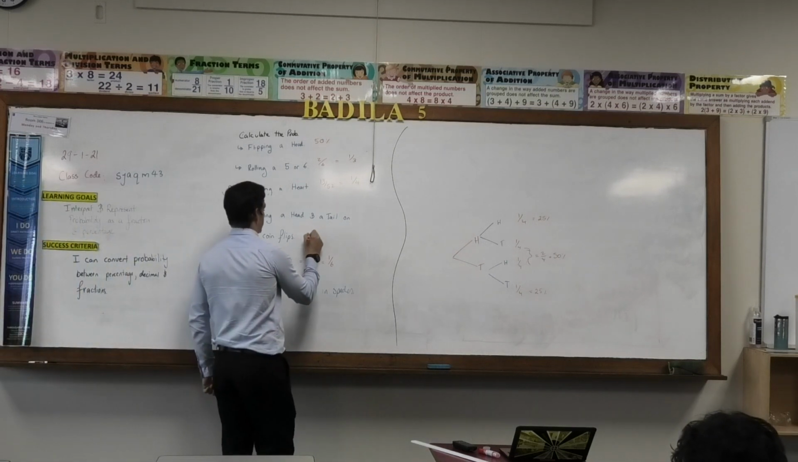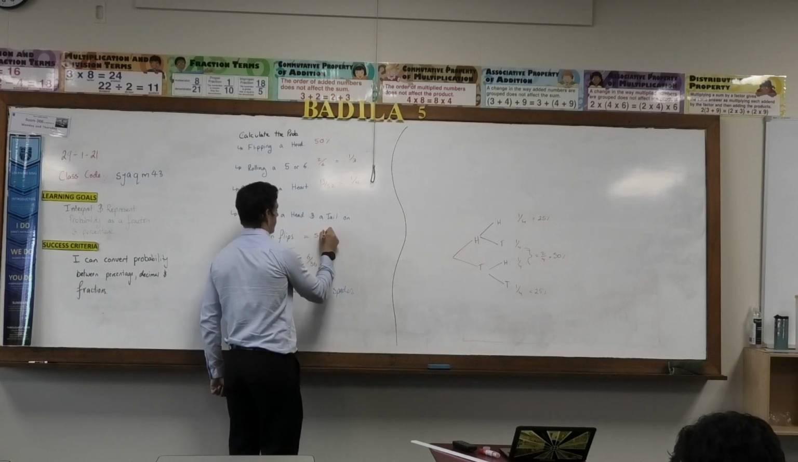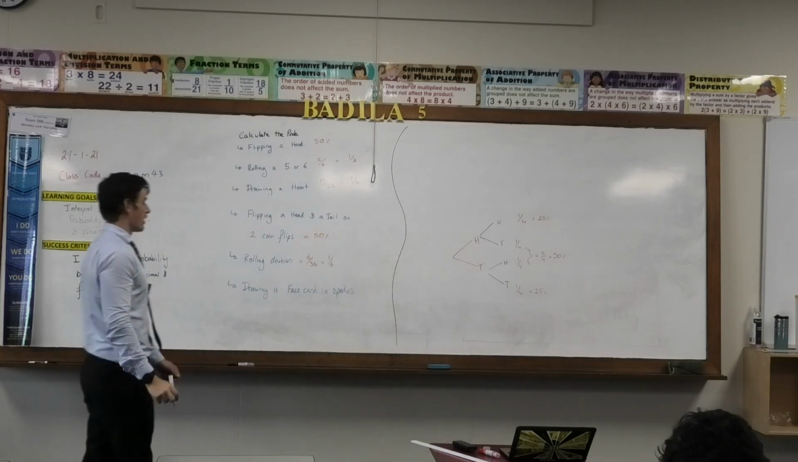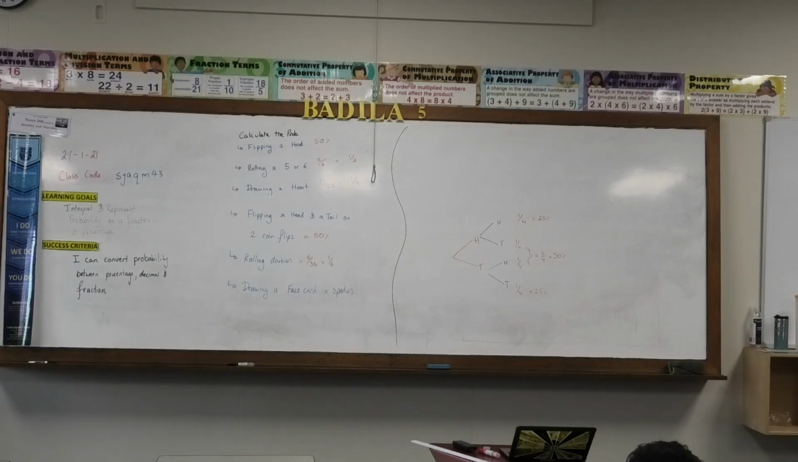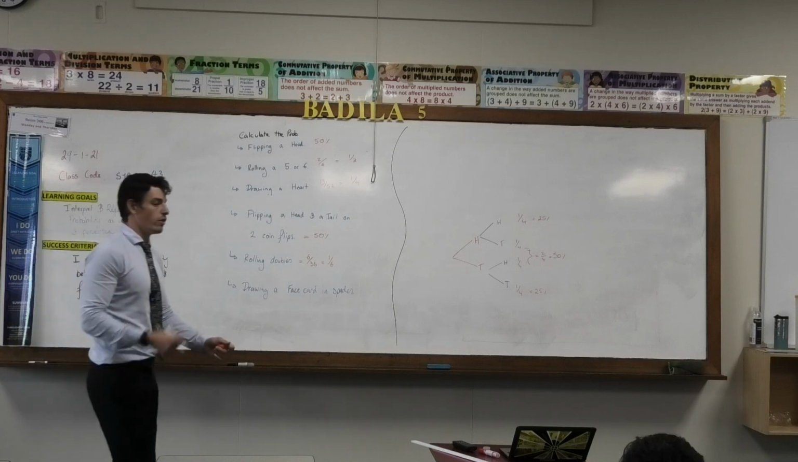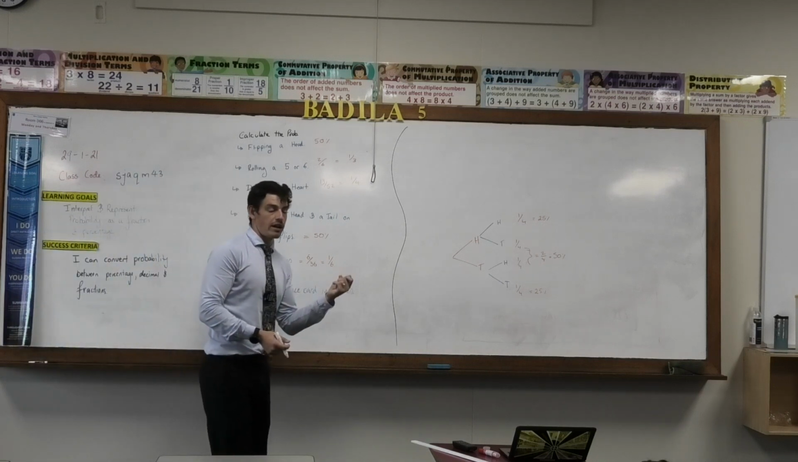Oh, I forgot to put this one. That is 50%. Drawing a face card in spades. This is not 2 events, is it? I'm still just drawing 1 card. Why is it tricky?